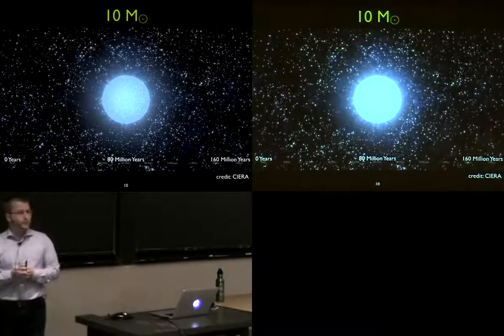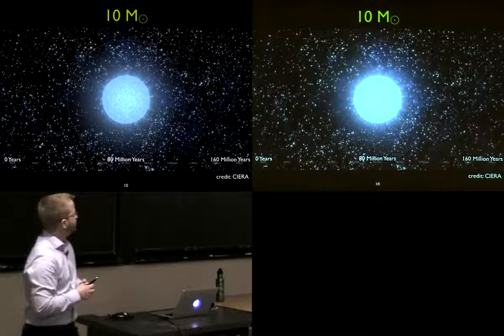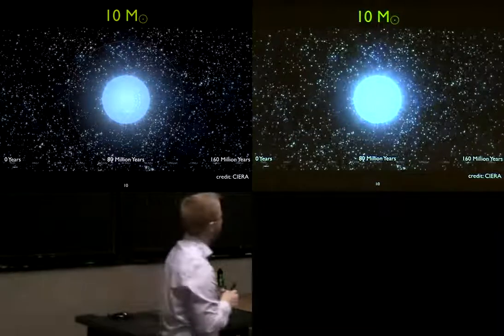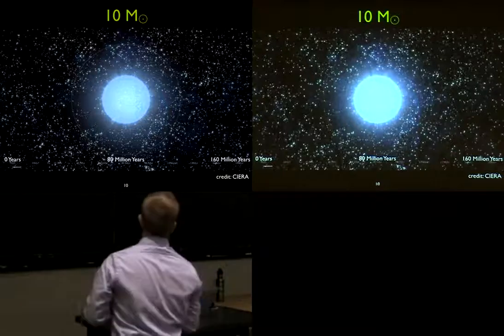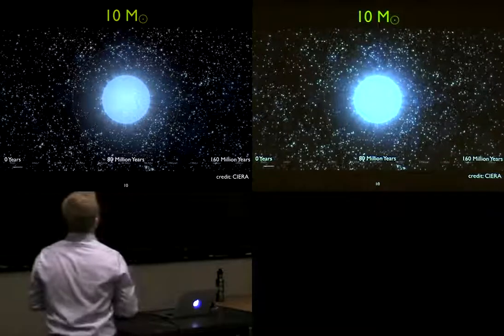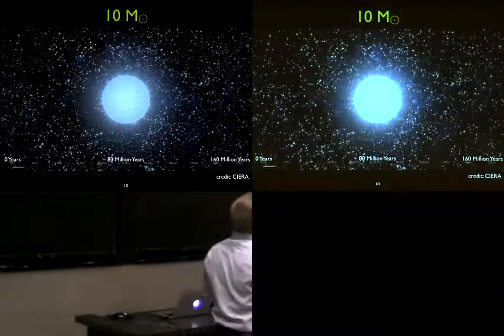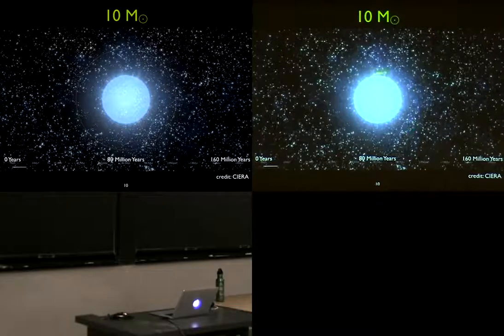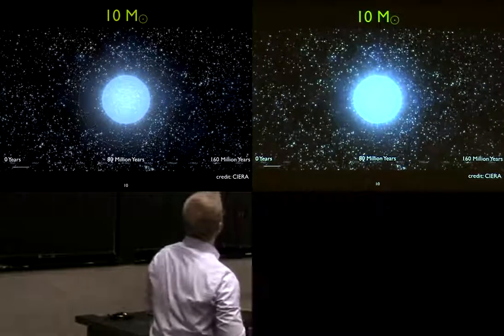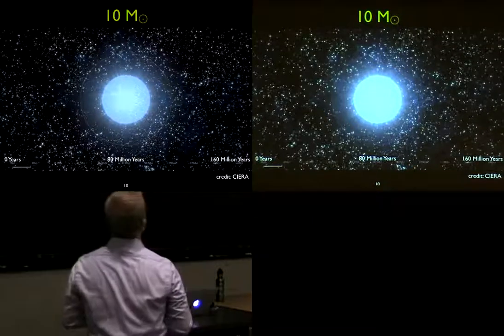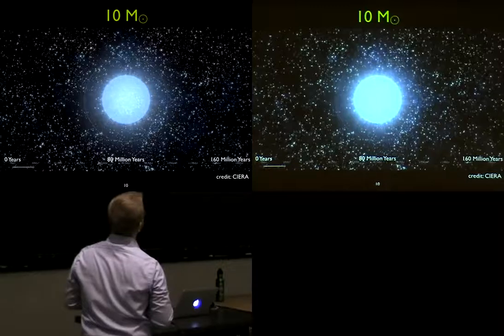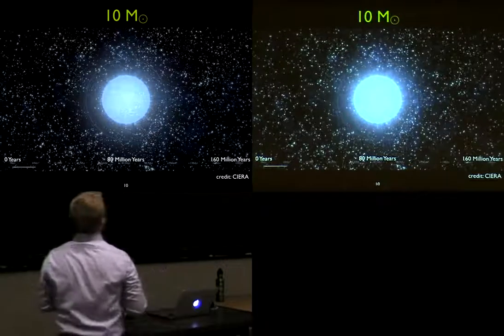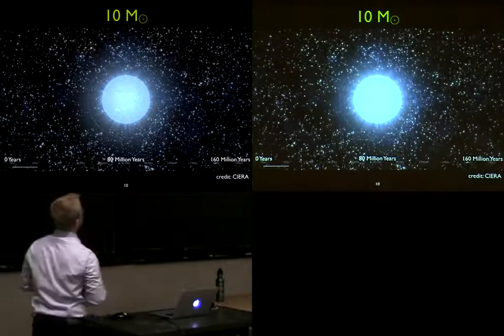So we start its evolution. You'll notice many things in common with the one solar mass star, but some things are different as well. So to give you an idea of size, this ring right here is 10 solar radii. Starting to fill up that 10 solar radii.